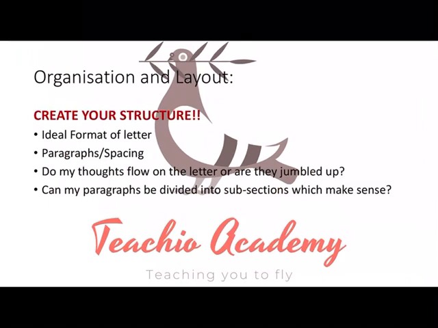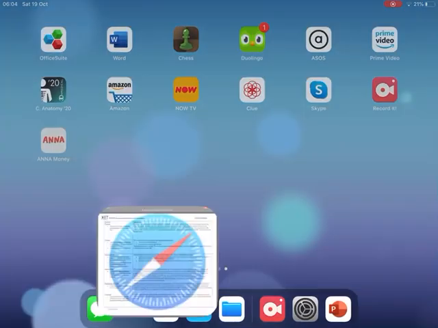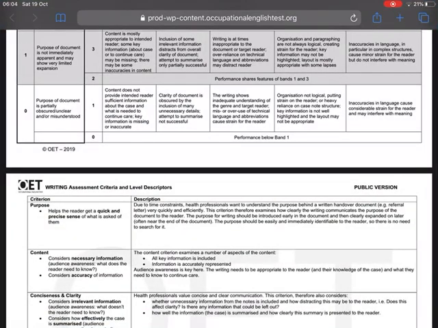Ask yourself, do my thoughts flow or are they jumbled up? Am I talking about a patient's past medical history and then going to present and then going back to past? Am I talking about a patient's present history, then past history, then going back to past history, then going to family history, then going back to past history? Don't make this mistake. Make sure before you put your pen or your pencil to the paper, you know what you're going to write and where you're going to write it. I will be discussing the ideal format of a letter in subsequent lectures.